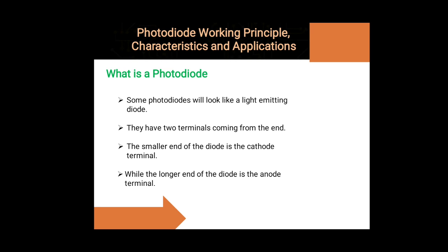Some photodiodes will look like light emitting diodes and they have two terminals coming from the ends. The smaller end of the diode is the cathode terminal and the longer end of the diode is the anode terminal.